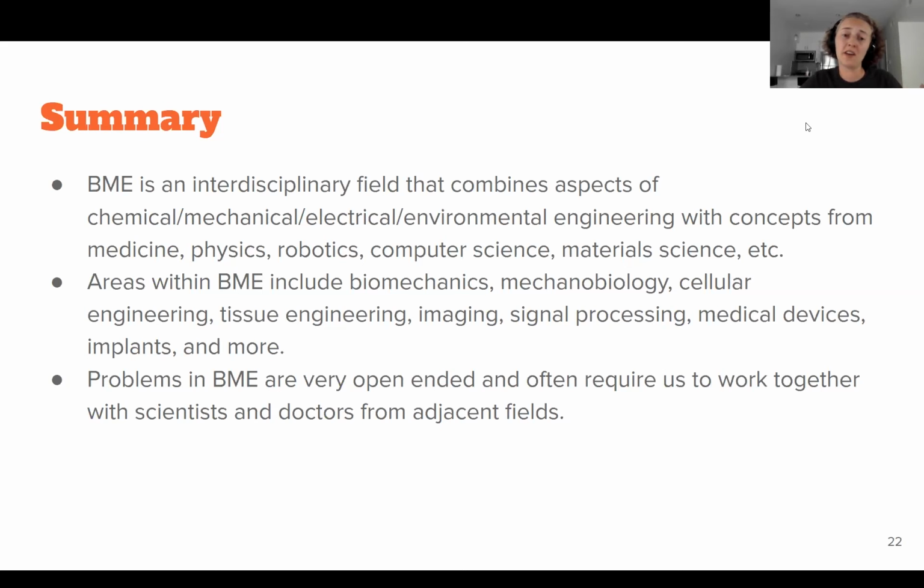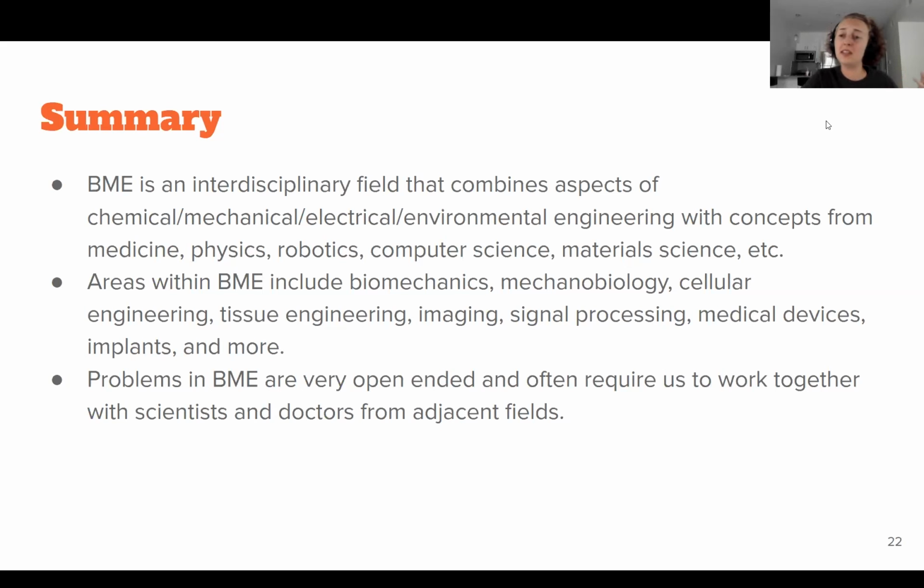And then we focused on a couple key areas under the umbrella of biomedical engineering. We looked at biomechanics and mechanobiology. We looked at cell and tissue engineering. We looked at imaging and signal processing, and we looked at medical devices and implants.